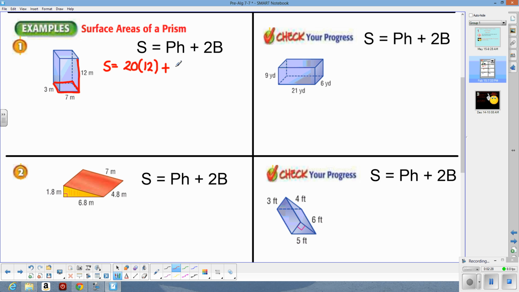Plus 2 times the area of the base. And the base is a rectangle. So in this case, the base, big B, is going to be length times width of that rectangle. So length times width, 3 times 7 is 21. So it's going to be 2 times 21.